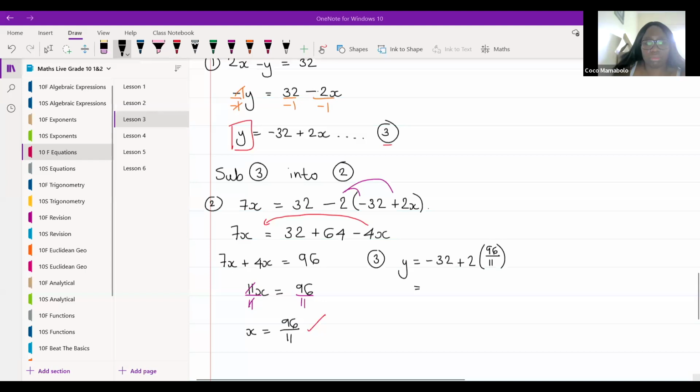I will. Ma'am, I don't know if it's my calculator, but it's saying negative 160 over 11. Oh, it should be something ugly like that. Man, I think my calculator says it's 192 over 11.